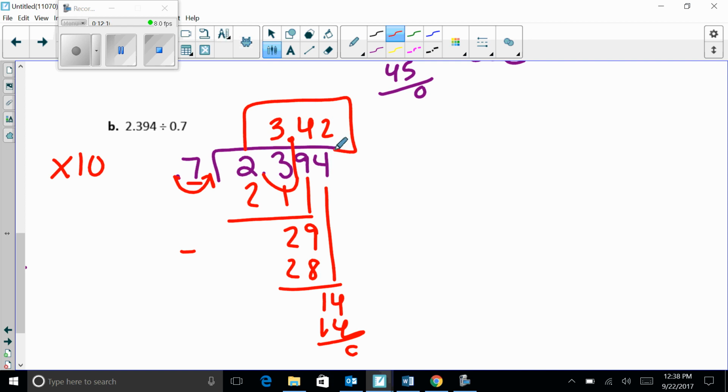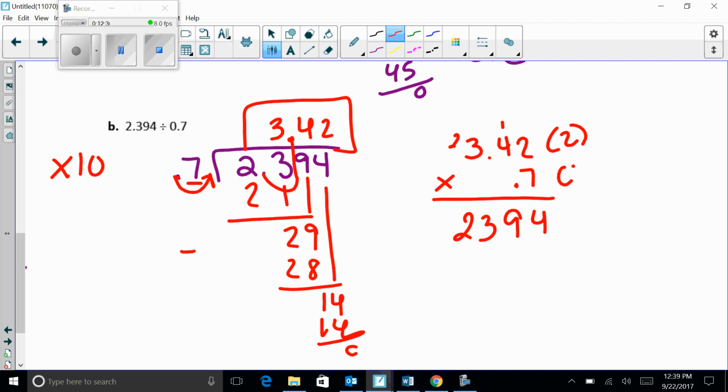If we want to make sure that that's correct and we're going to get our original number, I'm going to take that answer and I'm going to multiply it by my 7/10. So 7 times 2 is 14, 28, 29, 21, 23. So I have 2 decimals here and 1 here for a total of 3. 1, 2, 3. And you notice that this answer here is the same as what our dividend started with. So therefore we know that 3.42 or 3 and 42 hundredths is in fact the correct answer.